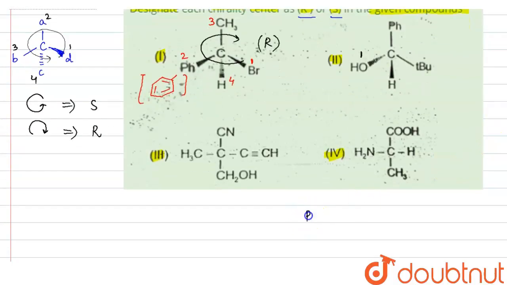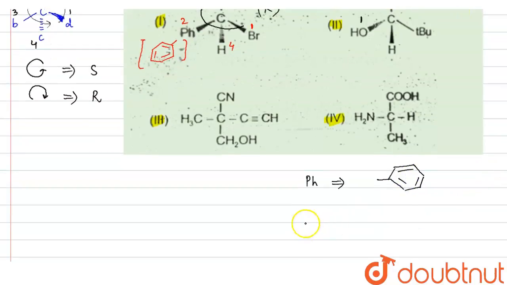so basically phenyl is like this, and tertiary-butyl is CH3, CH, CH3, CH3.